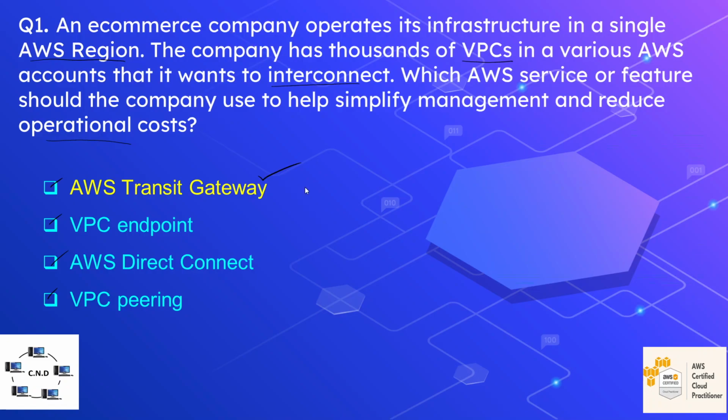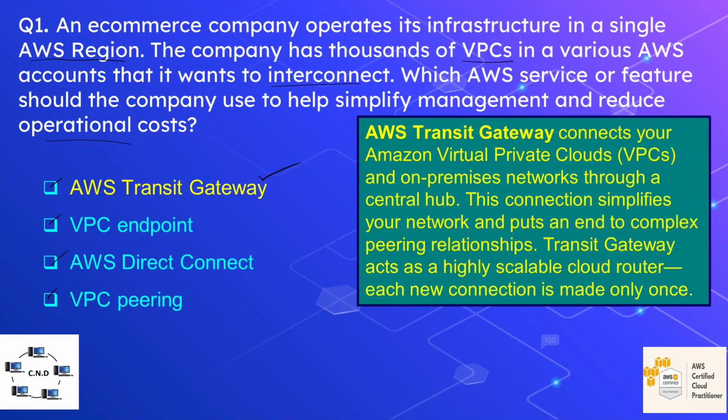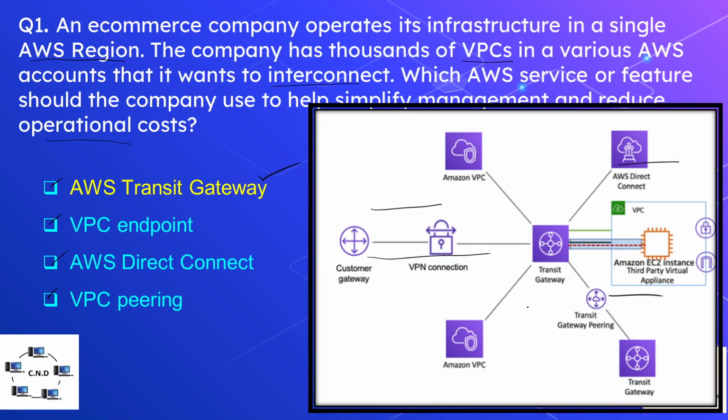So, what is AWS Transit Gateway? AWS Transit Gateway connects your Amazon Virtual Private Clouds, that is VPCs, and on-premises networks through a central hub. This connection simplifies your network and puts an end to complex peering relationships. Transit Gateway acts as a highly scalable cloud router. Each new connection is made only once, and this is just a visual representation of AWS Transit Gateway.